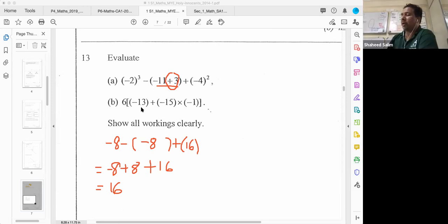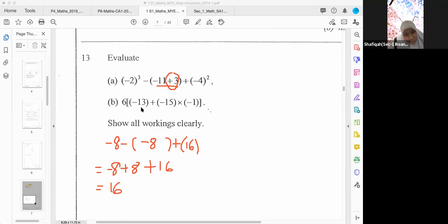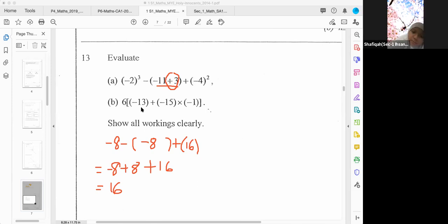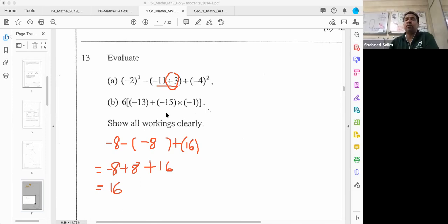You must do the inside bracket first. Do we do the bracket inside first? Yes. Always the inside bracket first. Always. Then you have plus and times. Do the times first.